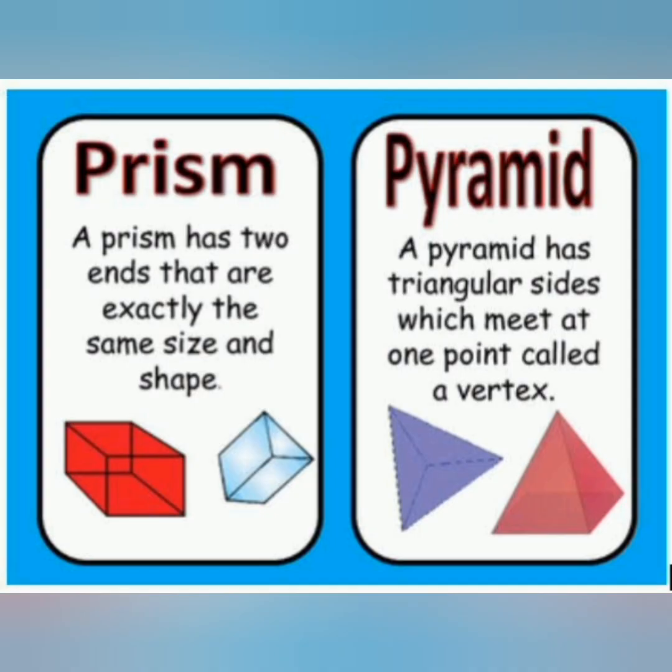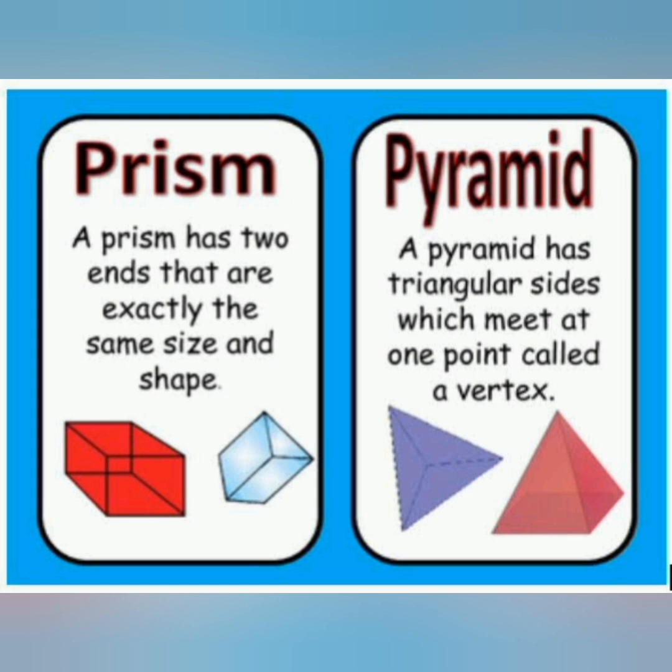Oftentimes, learners are confused on which shape is a prism or a pyramid. A pyramid has triangular sides which meet at one point called a vertex. A pyramid often has a pointy tip. It's like a triangle, like the pyramid in Egypt. We just cast our mind back to that pyramid. So a pyramid has a pointy tip at the top. It's just a sharp vertex. While the prism, on the other hand, has 2 ends that are exactly the same size.